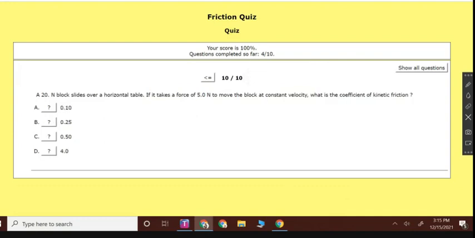Okay, it says 4 of 10 questions. What? That's not right. A 20 Newton block slides over a horizontal table. If it takes, well, is that exactly what we did? Yeah, that's the exact question. But it says, what is the coefficient? Oh, I'm sorry. Thank you. Who said that? What's the coefficient? I didn't read very well, did I?